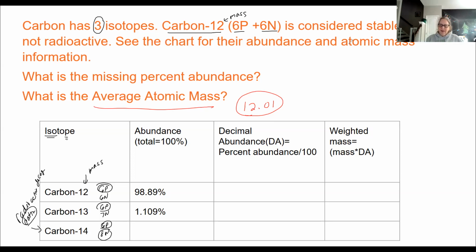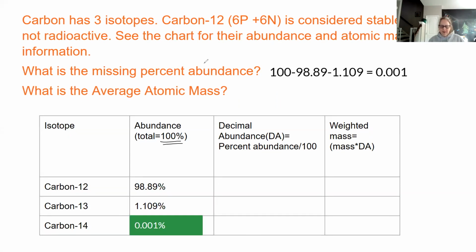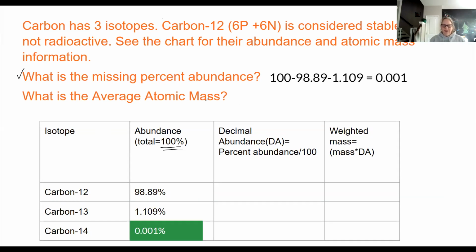It's just a really good one to measure and see how much he's changed, to figure out how old something is. So why didn't I give the abundance of carbon 14? It's in trace amounts. Can I calculate it? I can. We have a total of 100%. So I'm going to subtract carbon 12 and carbon 13's percentage from 100%. Now I know carbon 14's percent. So don't freak out if they don't give you all the abundances. Find the missing percent abundance first, and then find the average atomic mass.